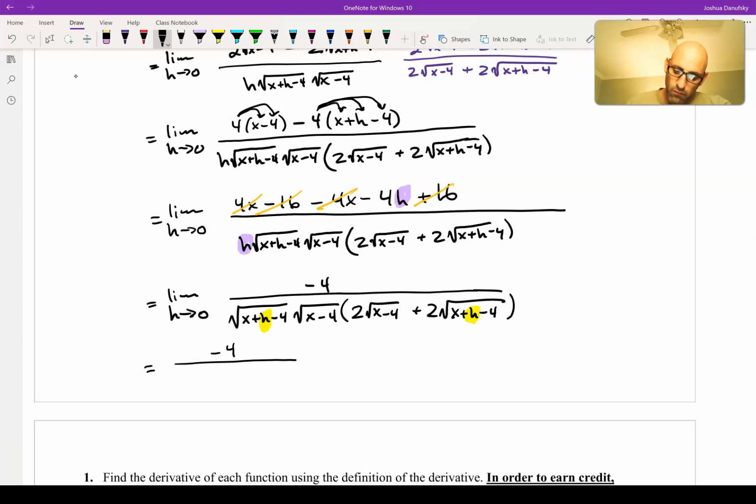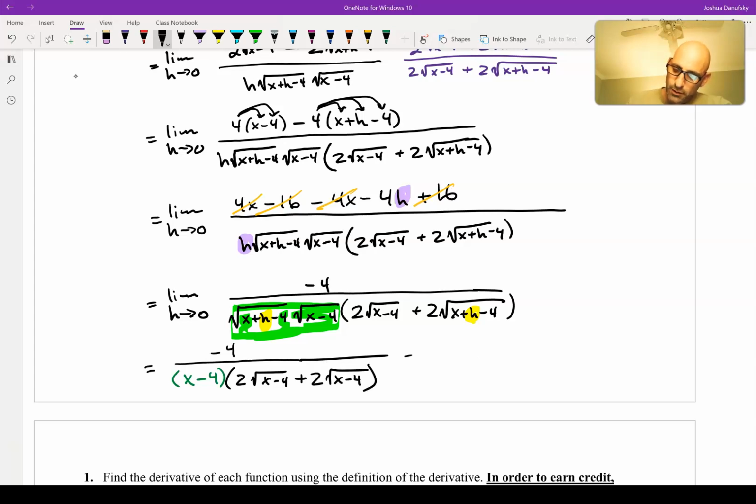So negative 4 over, let's highlight these in green. When I put a 0 in for that first h in yellow, this stuff in green is going to be the square root of x minus 4 times the square root of x minus 4, and that green part just becomes x minus 4. Okay, if you want to write this in more than one step, go for it. It's time to finish up this problem. From there, we have a 2 square root of x minus 4 plus, this goes to 0, so we're going to have another 2 square root of x minus 4.